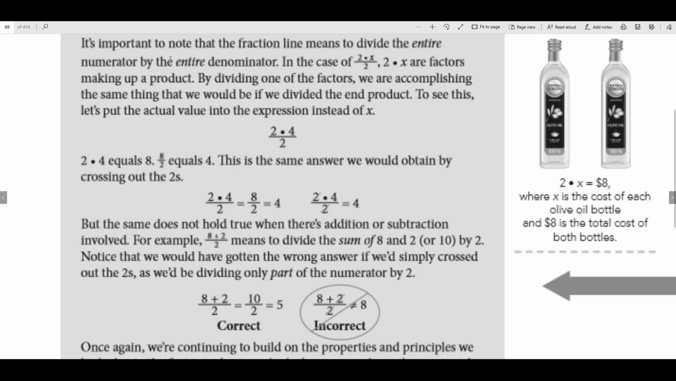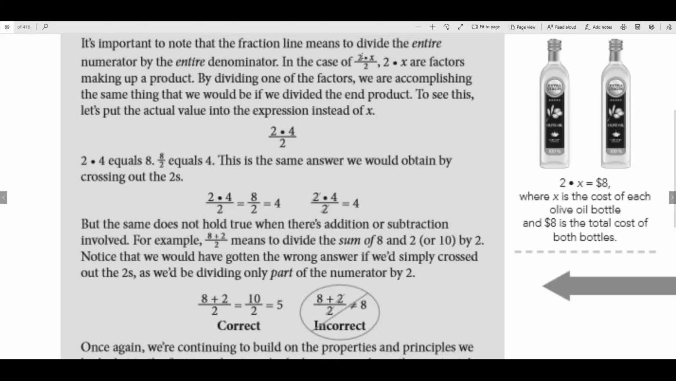Now, it's important to note that the fraction line means to divide the entire numerator by the entire denominator. In the case of 2 times x divided by 2, 2 times x are factors making up a product. By dividing one of the factors, we're accomplishing the same thing that we would be if we divided the end product. To see this, let's put an actual value to the expression instead of using x. So instead of x, let's put 4. Okay? So this is the same thing as saying 8 divided by 2.